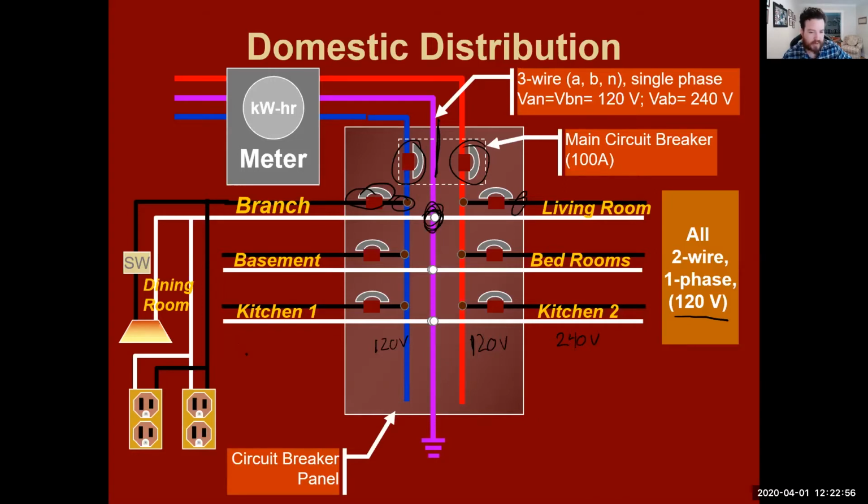How can we get more power out of 2 wires? What would we have to do? How would we connect it in the circuit breaker?